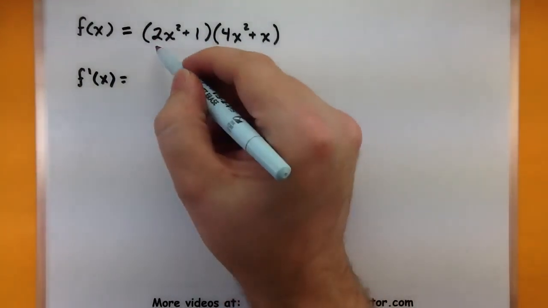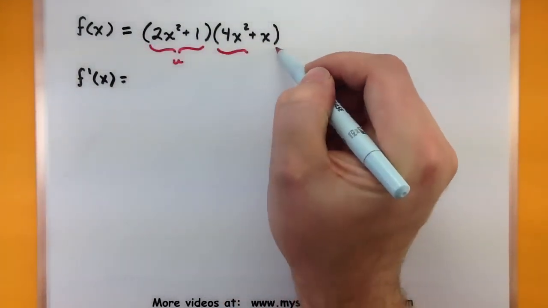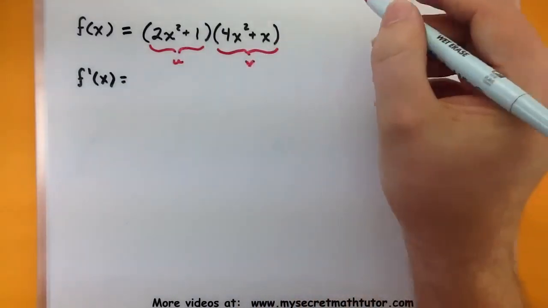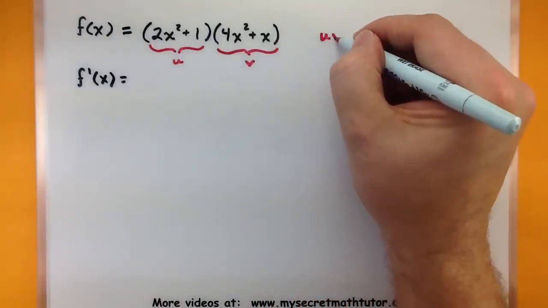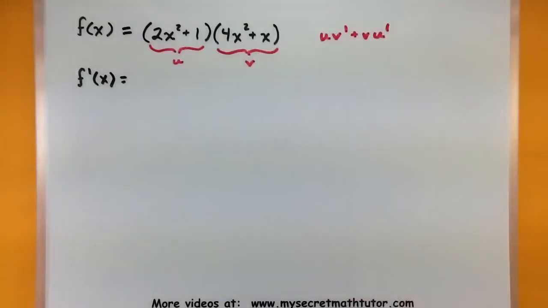Maybe call the first one something. I'm going to call it u. And call the second function something. Let's call that v. That way I can do my product rule. u v prime plus v u prime. All right, let's see what that looks like.